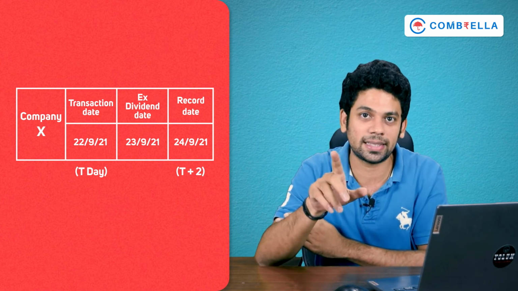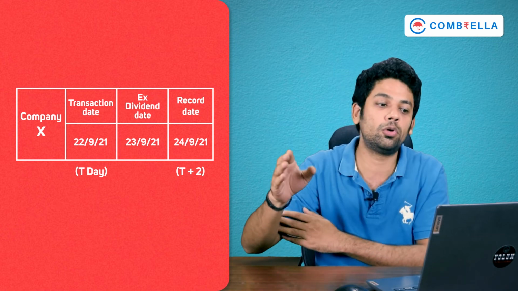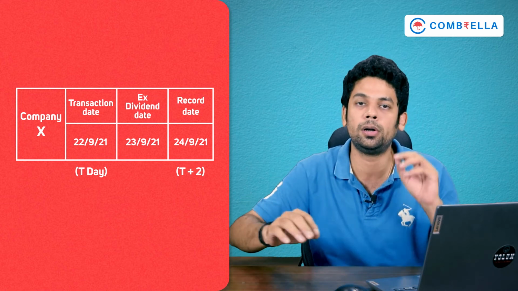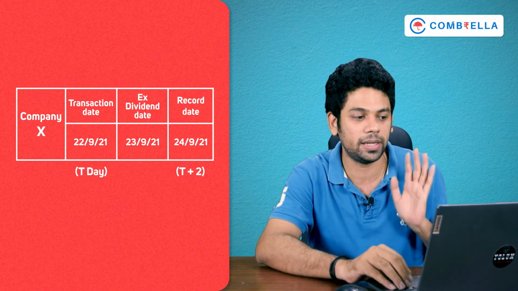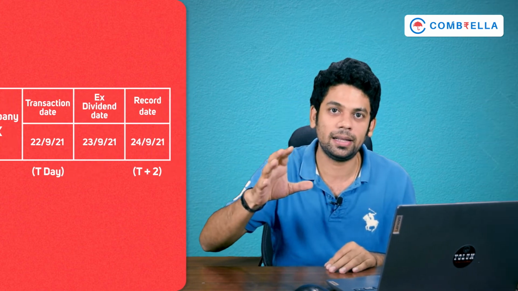If you make the transaction on 23rd of September, then the T plus 2 will go to 25th of September, which will be after the record date, and you will not be eligible to get the dividend of the company. Okay, so always keep this logic in mind, that you need to make the purchase of shares before the ex-dividend date.